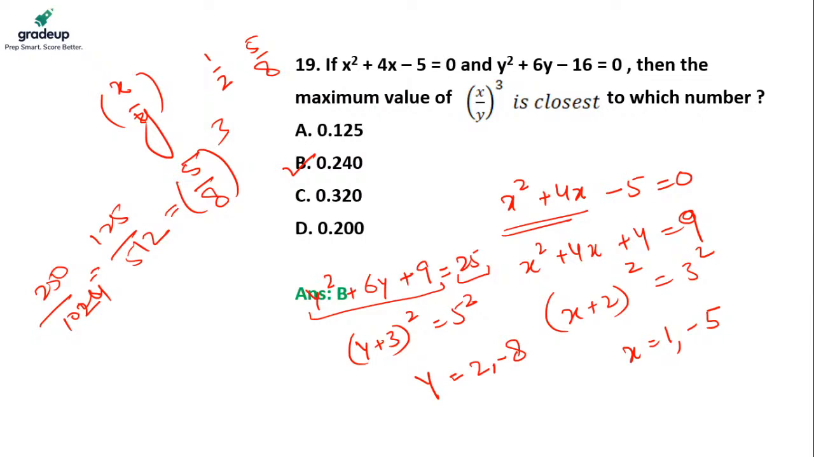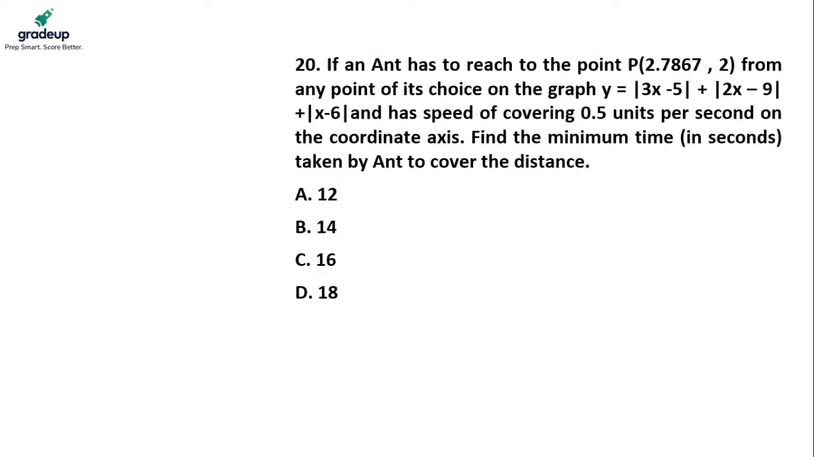Okay, moving to the next one. If an ant has to reach point P, which is this and this, from any point of its choice, and it travels at a speed of 0.5 units per second on the coordinate axis, find the minimum time taken by the ant to cover this distance.